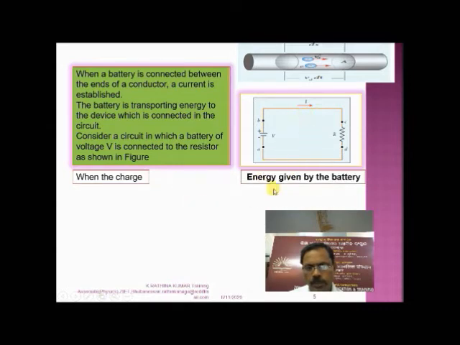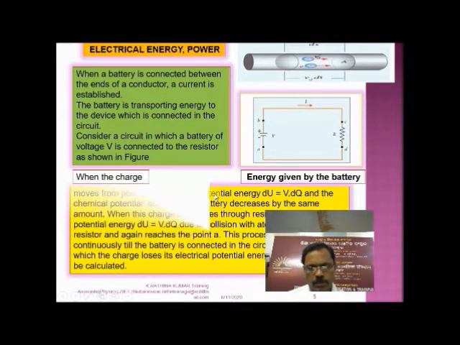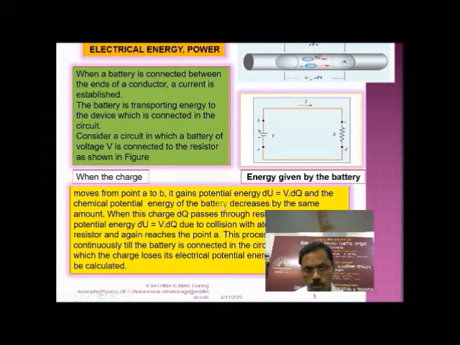This is a diagram for the energy given by the battery. So when the charge moves from the point A to B, it gains a small potential energy, dU is equal to V into dQ. V is the potential, dQ is the charge as per the definition. And the chemical potential energy of the battery decreases by the same amount.